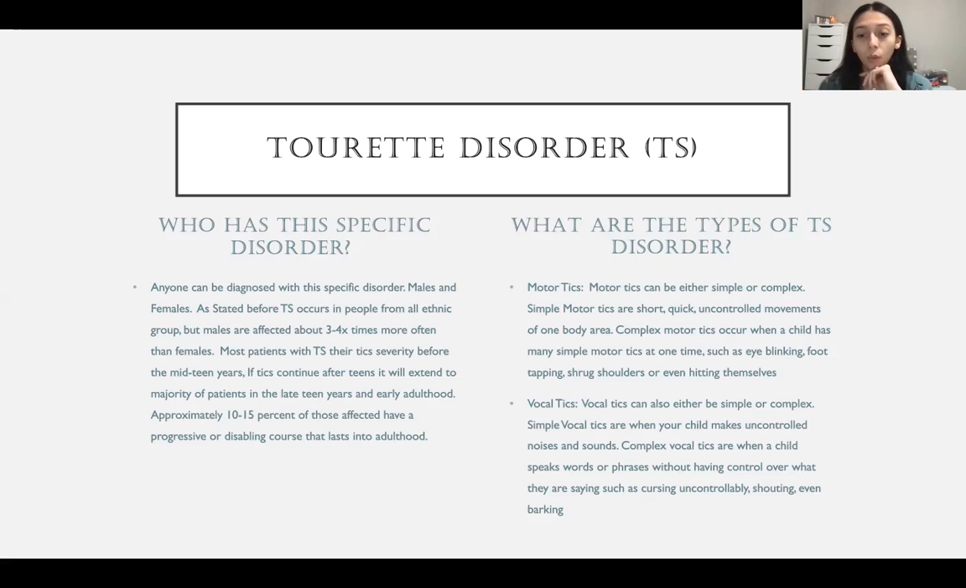Simple vocal tics are when children make uncontrollable noises and sounds. Like I said in the beginning of this presentation about the offensive words and the phrases that they say, it can be very offensive. This is what I mean about vocal tics. Complex vocal tics are when a child speaks words or phrases without having control over what they say, such as cursing, shouting, and barking. Barking meaning like a dog or just yelling in general.